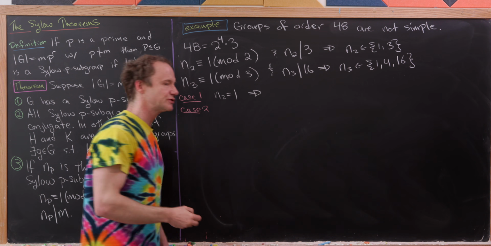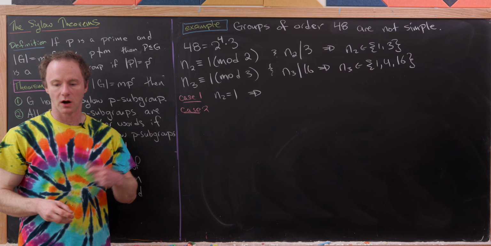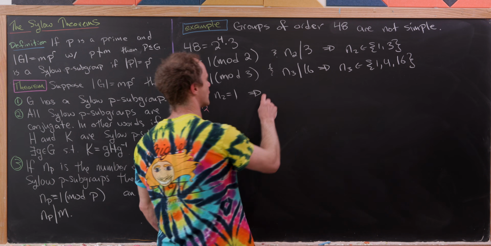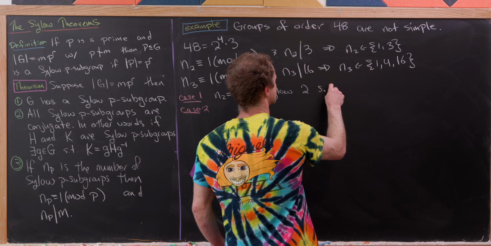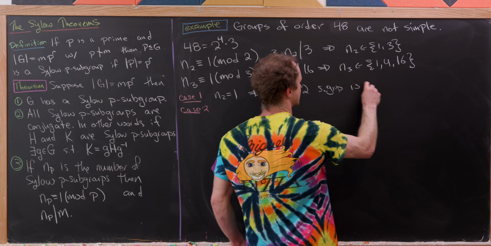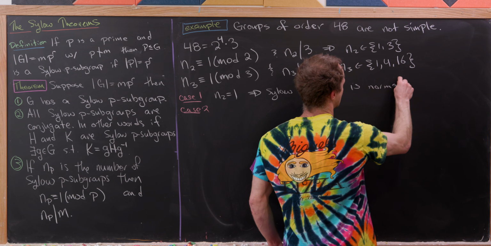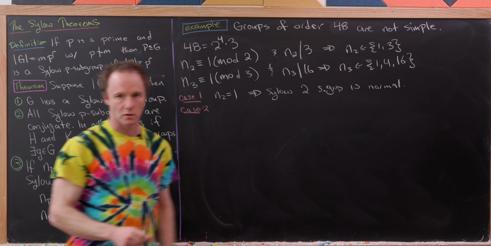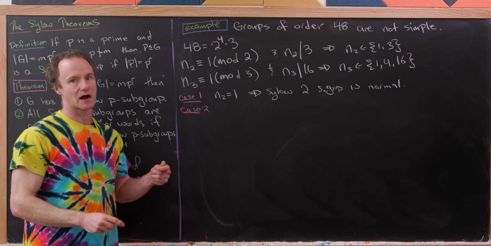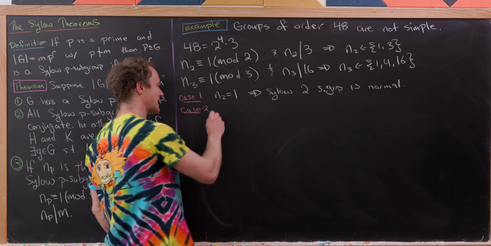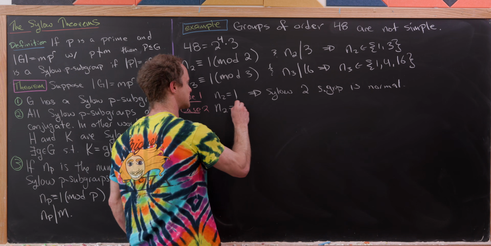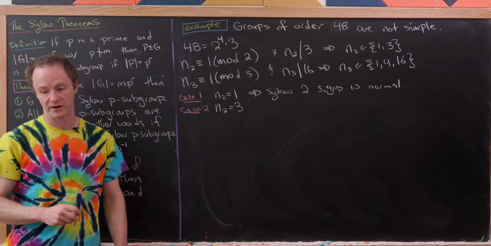But of course, if N2 is equal to 1, by this argument that we've been using over and over again, that means that the Sylow 2 subgroup is normal. But then we've got a non-trivial normal subgroup of our group, which means our group is not simple. So the second case will be what happens if N2 is equal to 3.